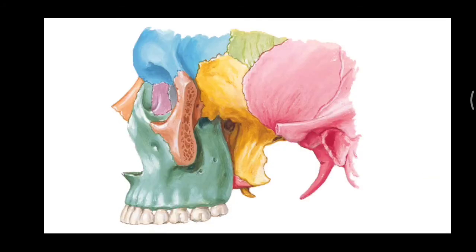This is the view of the skull from the lateral aspect after removing the zygomatic arch in this region. So once we remove the zygomatic arch, the areas that get clearly defined are the lateral surface of the lateral pterygoid plate, and this will be the greater wing of sphenoid, and this is the infratemporal crest within the sphenoid bone.